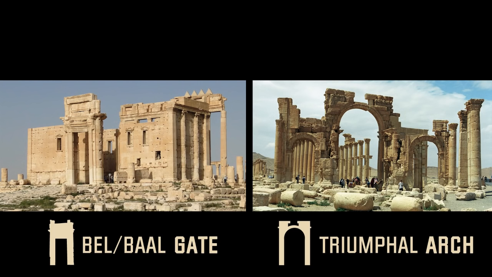Now, I personally think that they intended to do that initially just to blend these two concepts together because they want the best of both worlds. It really is a Baal gate in messaging and symbolism, and that's what they pushed first. But it is also a triumphal arch. It is going to signify when the idol shepherd makes his triumphal entry, just like the good shepherd did.